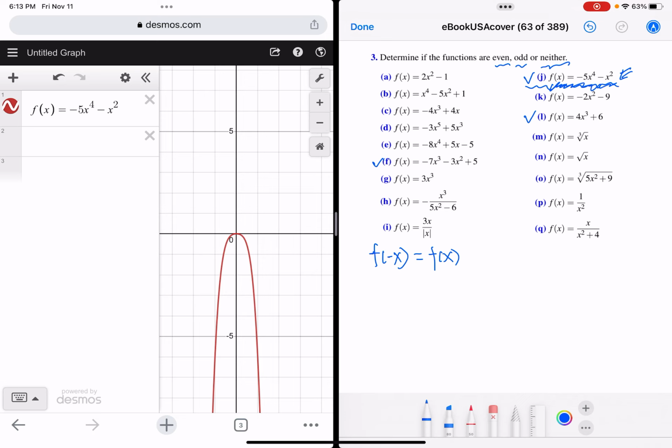So basically, to identify if a function is even or odd, we need to calculate f of negative x first. If it ends up with f of negative x equals negative f of x, then this one will tell us the function is odd. This one will tell us the function is even.